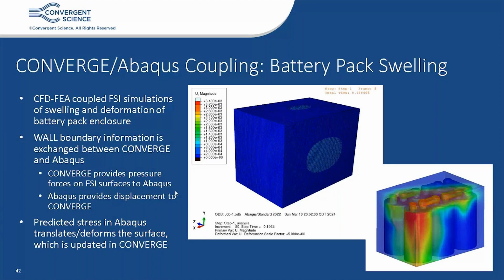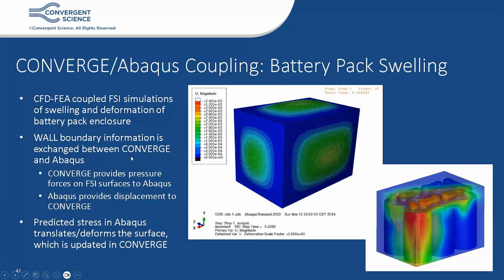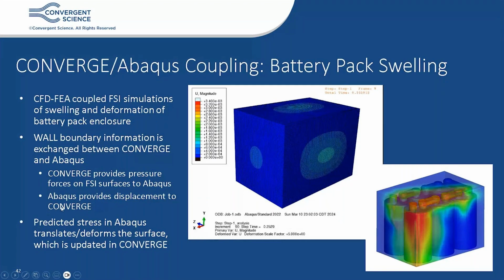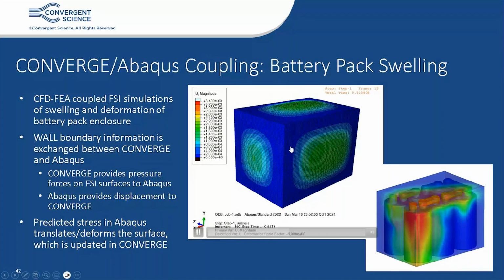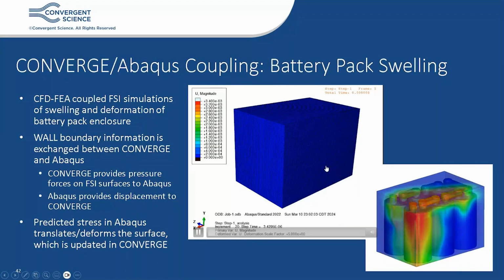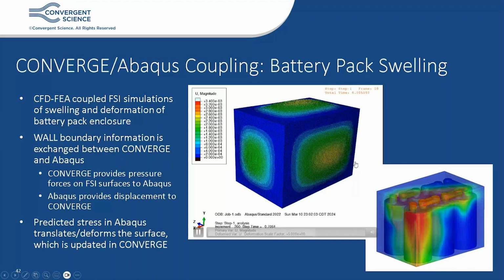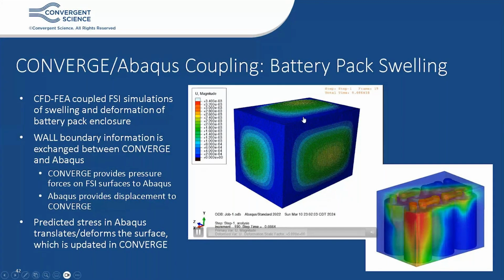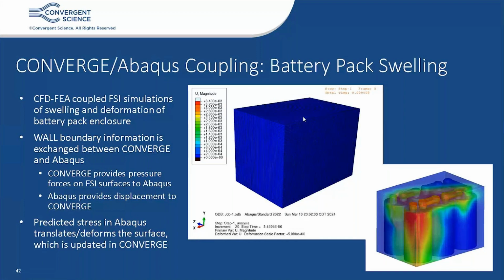Wall boundary information is exchanged between CONVERGE and Abaqus. CONVERGE provides the pressure forces to Abaqus, and Abaqus provides the displacement of the boundaries back to CONVERGE. And this, again, is a co-simulation option. Both codes are run simultaneously. As you can see, this is a scaled or enhanced deformation of an aluminum battery pack frame.